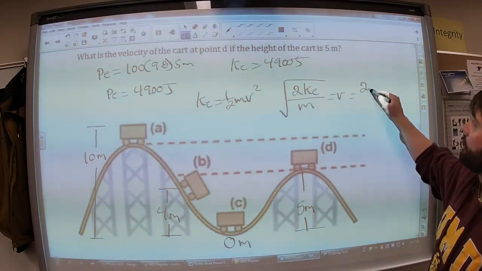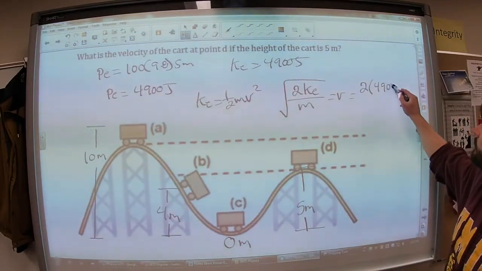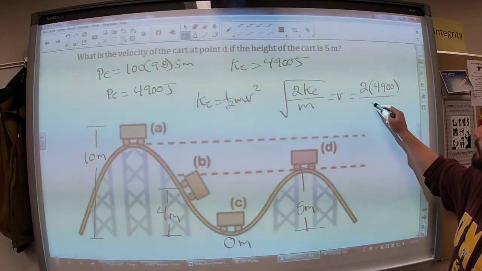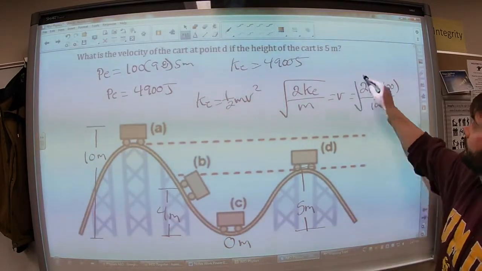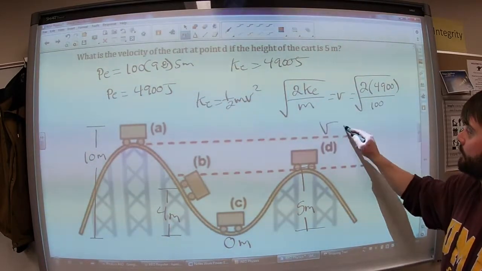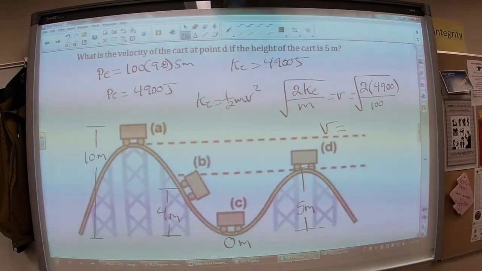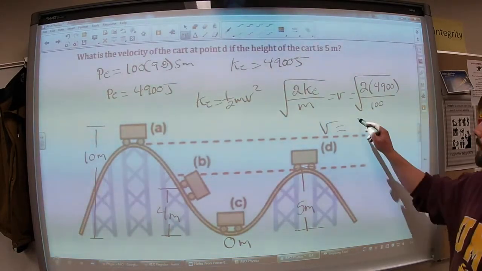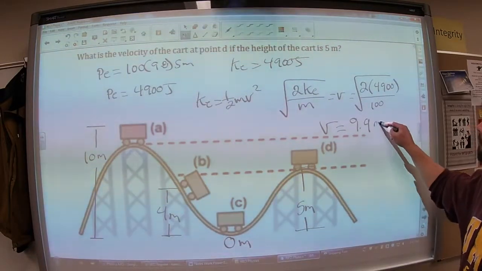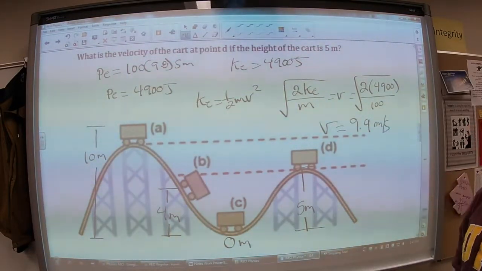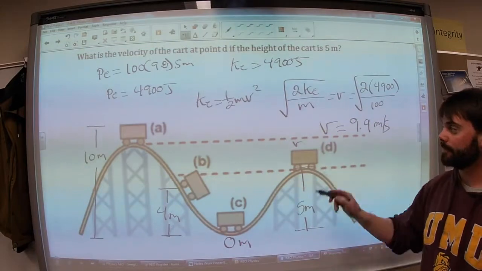So, plug in the values that we got. 2 times 4,900 here. The mass is equal to 100. Square root it, and this will now tell us our velocity at that point. If I do 2 times 4,900, that gives me 9,800. 9,800 divided by 100 gives me 98. And if I take the square root of 98, I get approximately 9.9 meters per second. So that would be the velocity of the cart at this point right here.